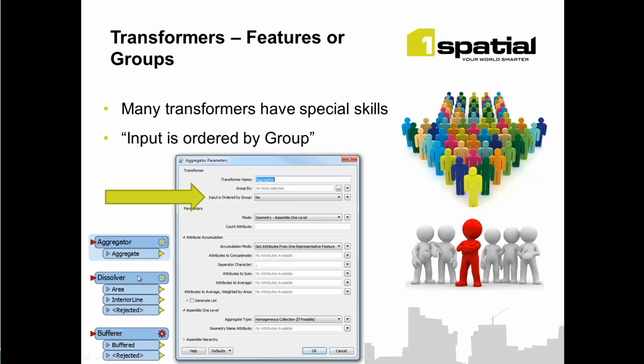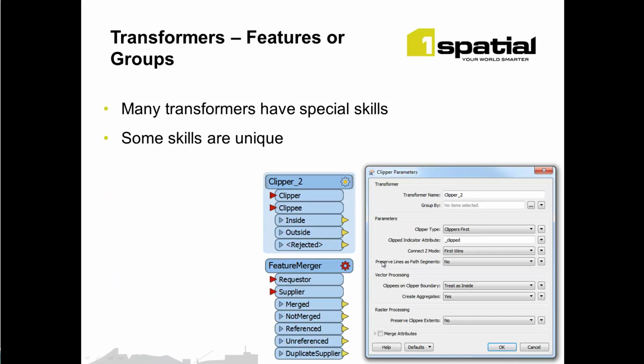And transformers like the dissolver, the bufferer, all these heavy lifting transformers get this input is ordered by group parameter now. Other transformers, though, have their own unique skills, and the clipper and the feature merger are two such transformers, and you'll see them in a bit of detail.